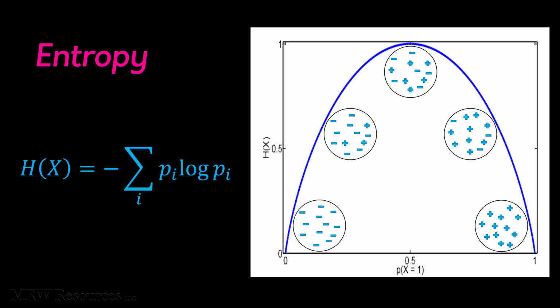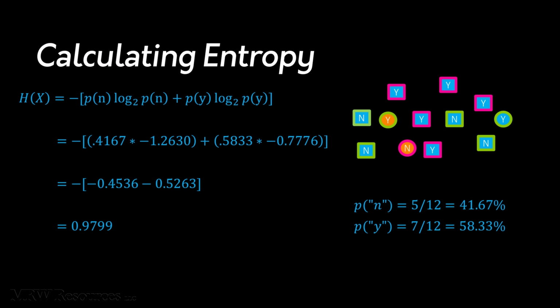We can calculate that using this formula, and it works like this. If we go back to our shapes that we were looking at before, we've got some no's, we've got some yeses. Those are our two possible target values i, if you will. So the probability for no is 5 over 12, 41.67%.